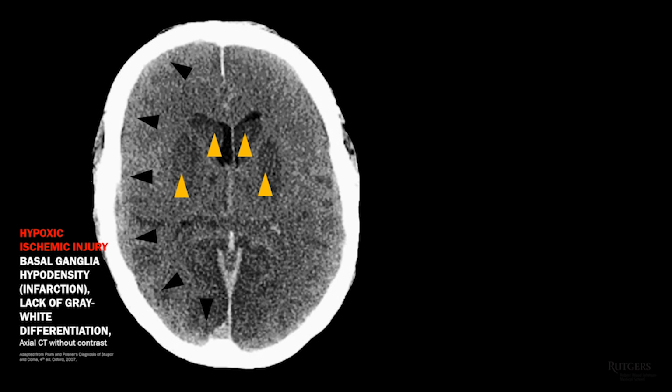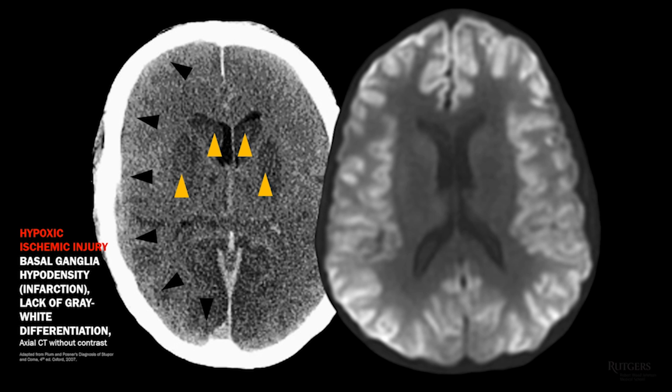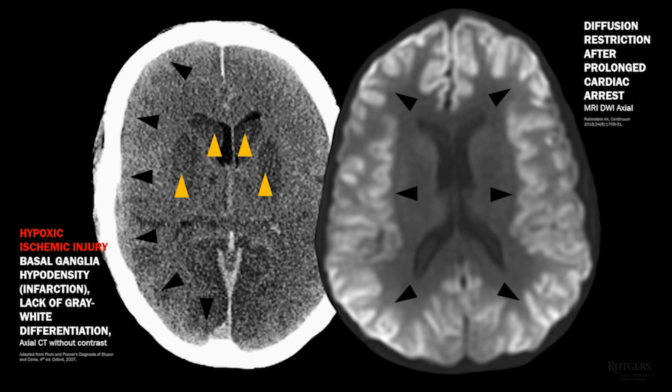Now, if you do the more sensitive diffusion-weighted MR sequence, you can see diffuse cortical ischemia even better. See how the cortex is bright on this MRI? That tells us that it's ischemic.